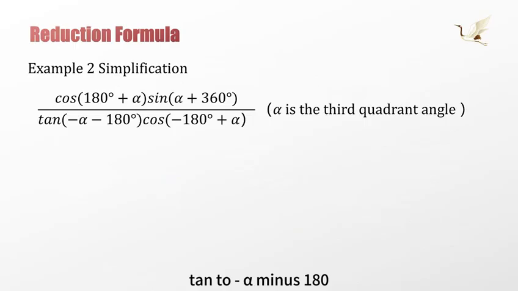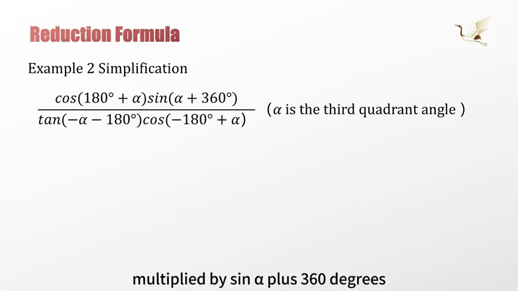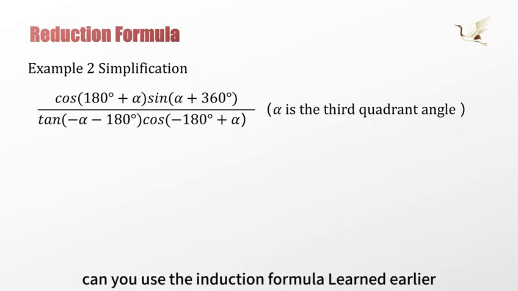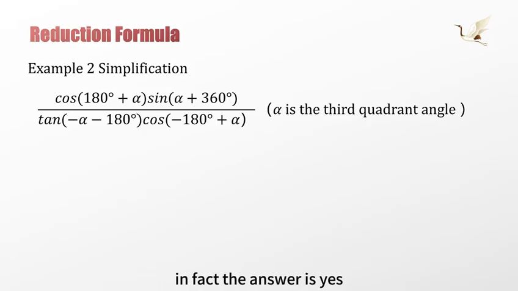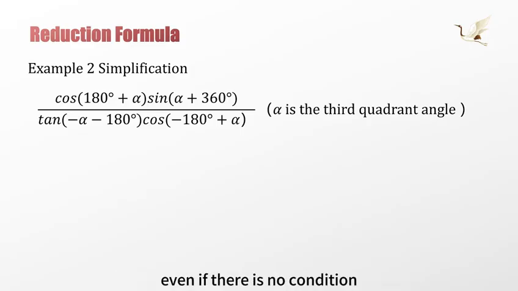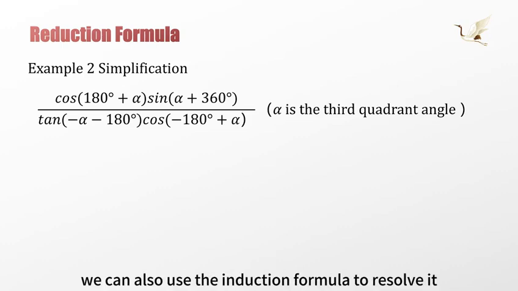Tangent of negative alpha minus 180 degrees multiplied by cosine of minus 180 degrees plus alpha, over cosine of 180 degrees plus alpha multiplied by sine of alpha plus 360 degrees, where alpha is the third quadrant angle. In the process of simplification, let me ask you a question. When you simplify cosine 180 degrees plus alpha, can you use the induction formula learned earlier? In fact, the answer is yes. Alpha in the induction formula refers to any angle, from general to special. Even if there is no condition that alpha is the third quadrant angle in this problem, we can also use the induction formula to resolve it.